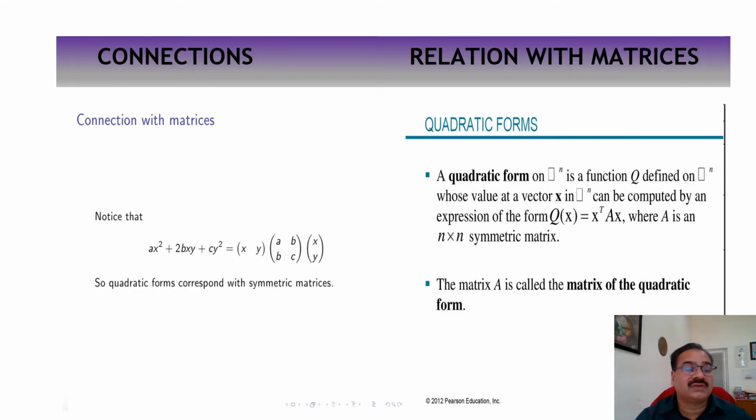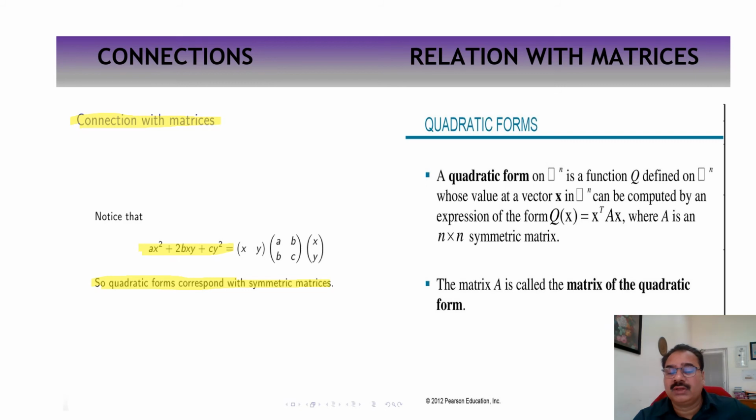Now, if you want to connect with matrices, here is the connection. You know this: a x square plus 2 b x y plus c y square. You may write it as the matrix x y, times the matrix with rows a, b and b, c, times the matrix x y. Like this, quadratic forms correspond with symmetric matrices.